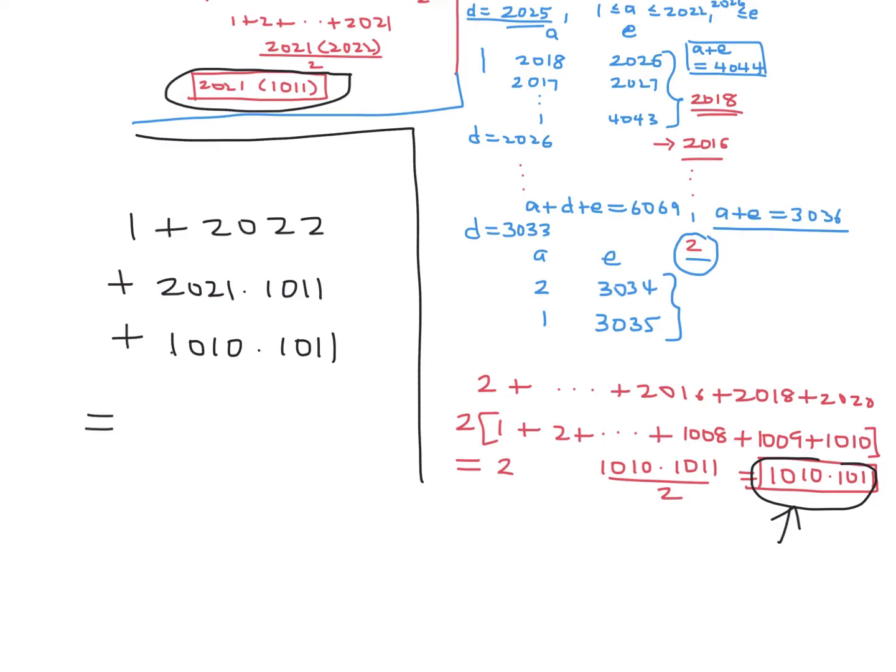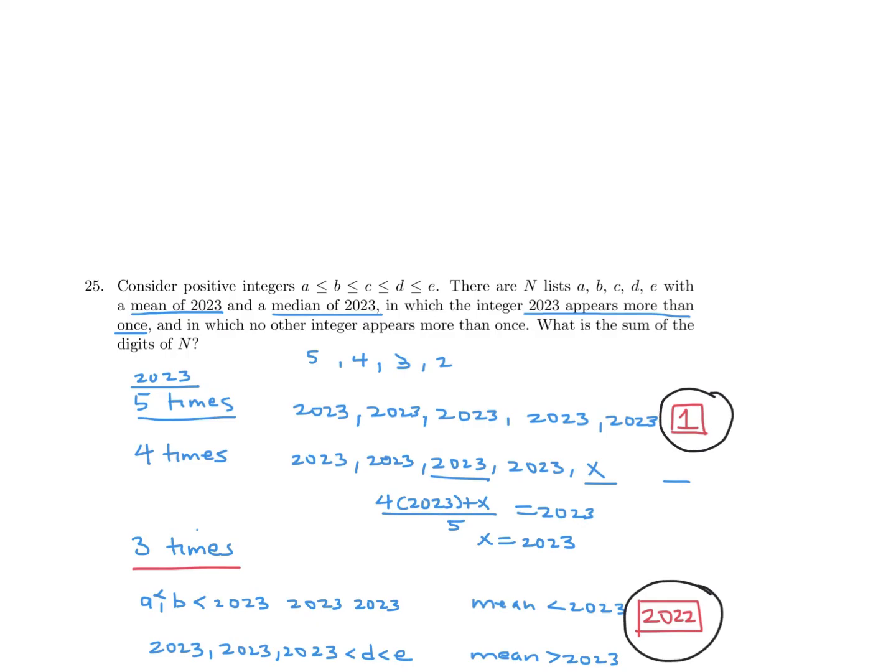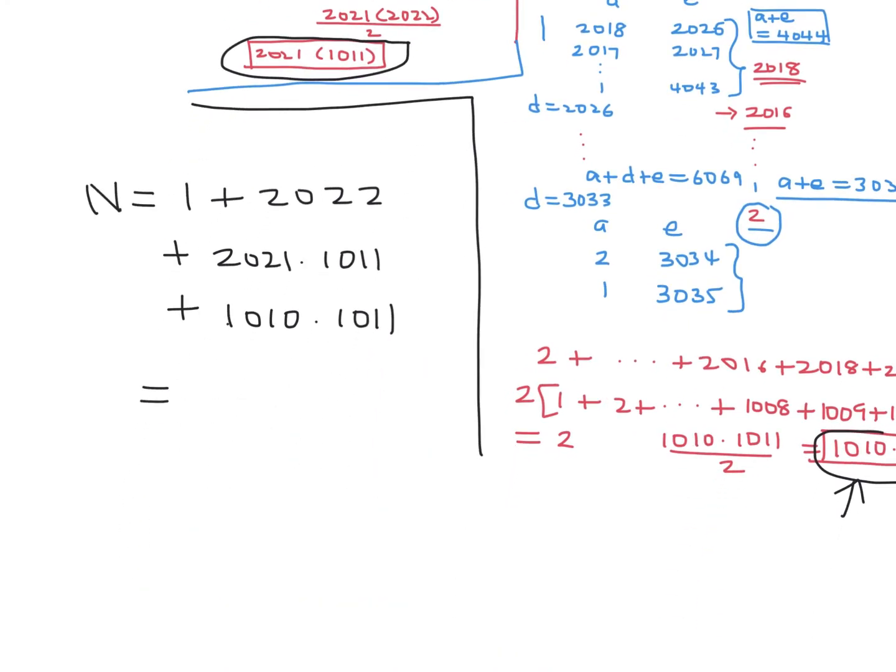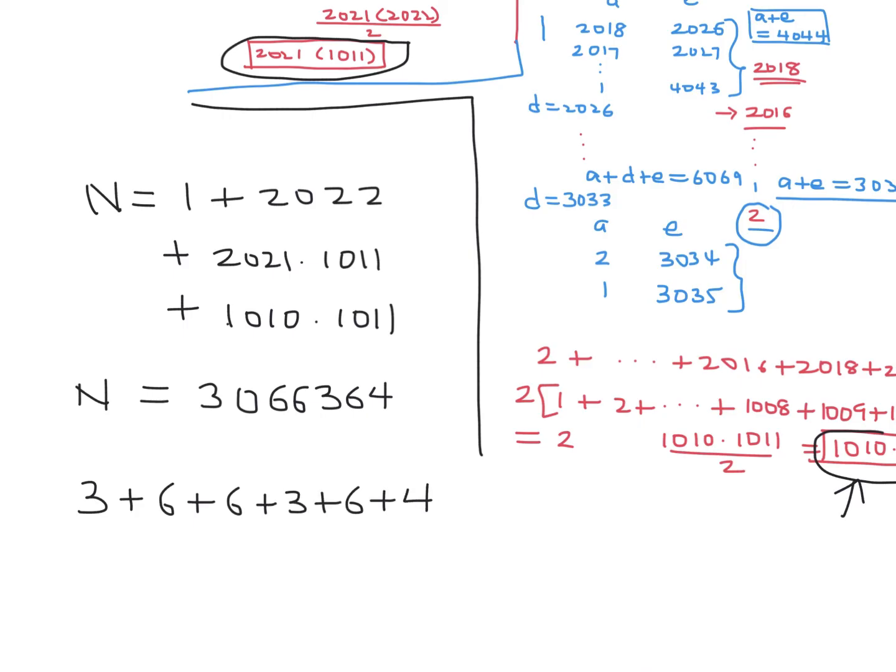And what does that all represent? Just in case you've forgotten, it represents the number of lists, which is represented by n. So that's n, basically. N equals, and when you do this math, I'll let you crunch out all the numbers, it's 3,066,364. And what they're asking for is the sum of the digits of n. Well, the sum of the digits are 3 plus 6 plus 6 plus 3 plus 6 plus 4. And that is 28. And 28 is what you would write on your scorecard.